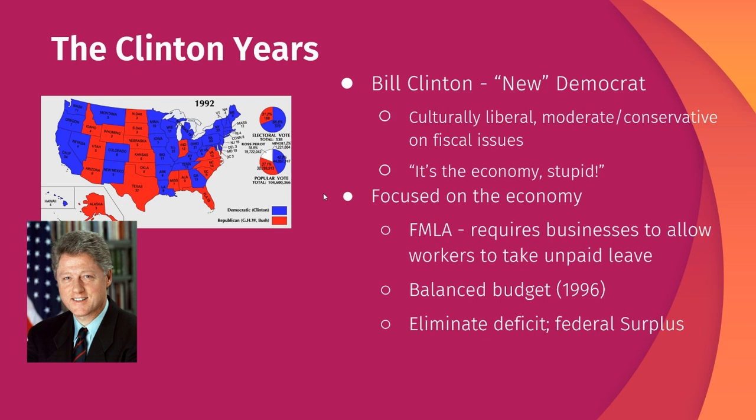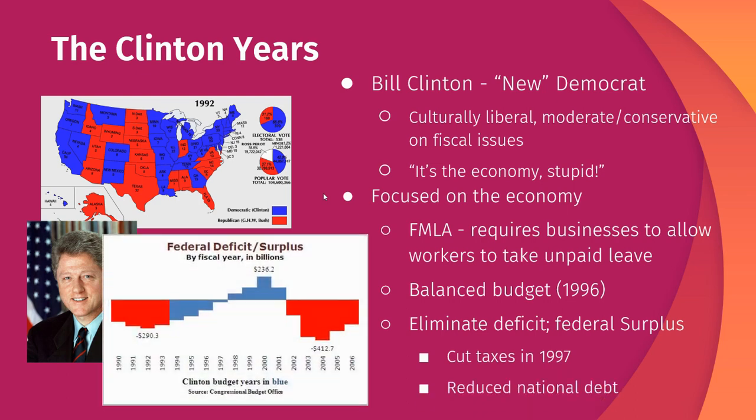So he's going to balance the budget in 1996 as an example. He's going to eliminate the deficit, and we're actually going to see a federal surplus by the second half of what will be his 8 years in the presidency. And so that means that the government is actually taking in more money than they're spending. This is something that does not happen historically in modern budgets, really, since like the 1950s.